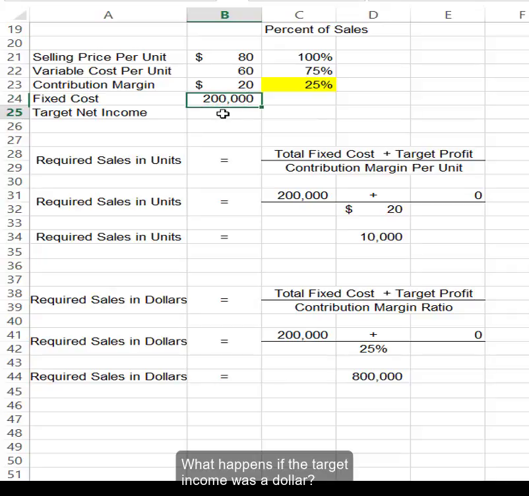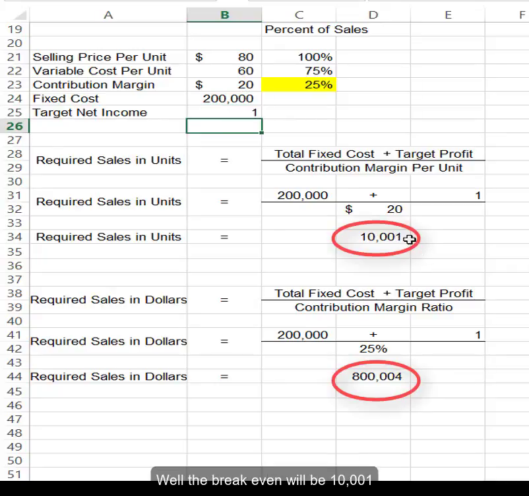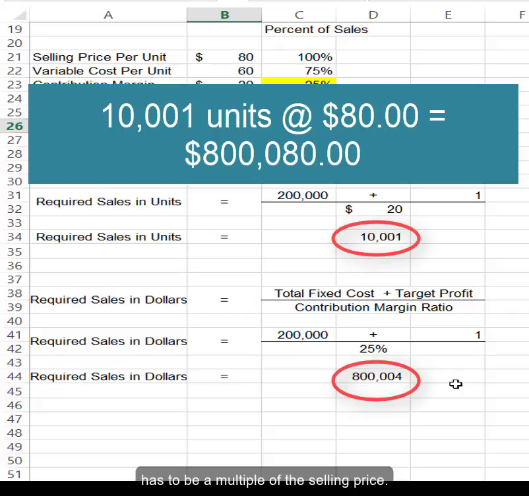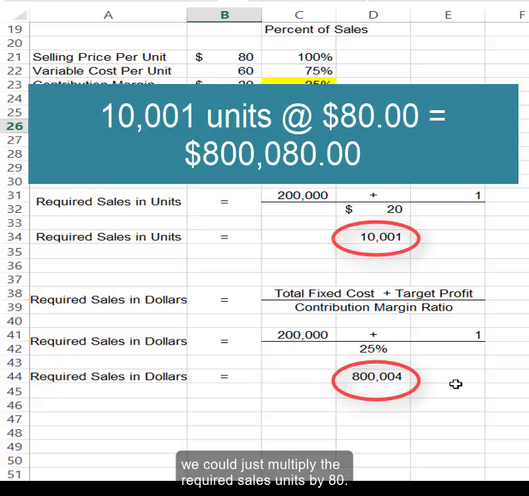What happens if the target income was $1? Well, the break even will be 10,001 because you need one more unit to be sold. But that means that this should be $800,080. The required sales in dollars, if we're selling units, has to be a multiple of the selling price. In this problem, since we already have the solution, we could just multiply the required sales in units by 80.